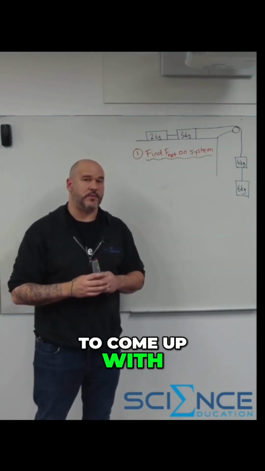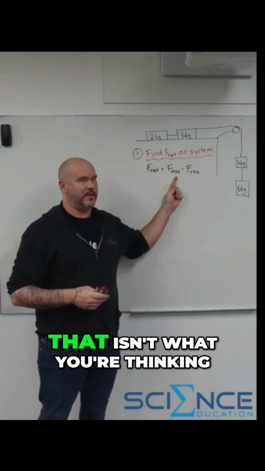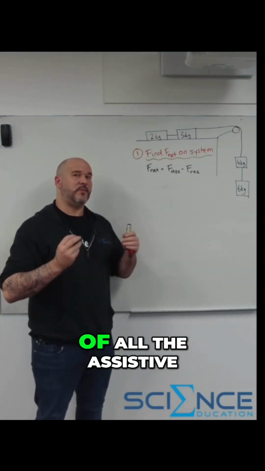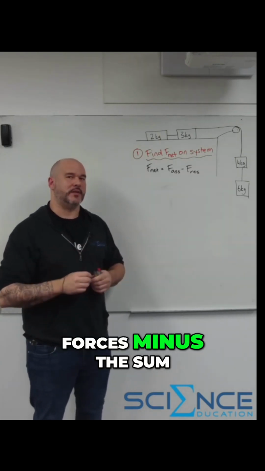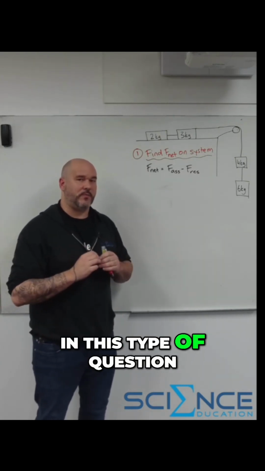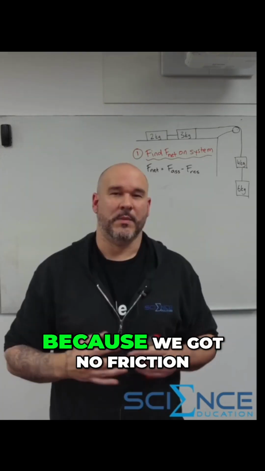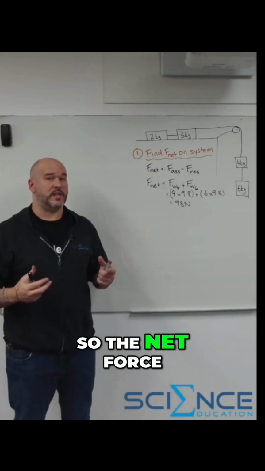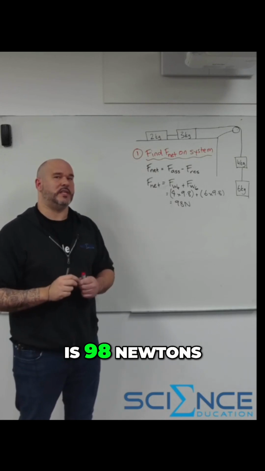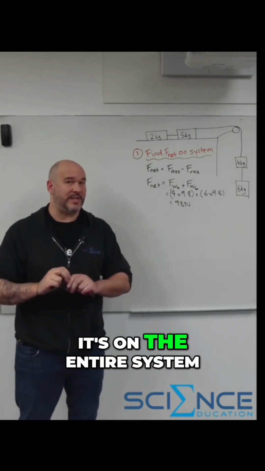So first step is to come up with an expression for the net force on the system. That isn't what you're thinking. We say the net force is the sum of all of the assistive forces minus the sum of all of the resistive forces. In this type of question, there's only assistive forces acting, and that is the weight forces due to the hanging masses. Because we got no friction, baby. So the net force on the entire system is 98 newtons. Super important, you recognize it's on the entire system.